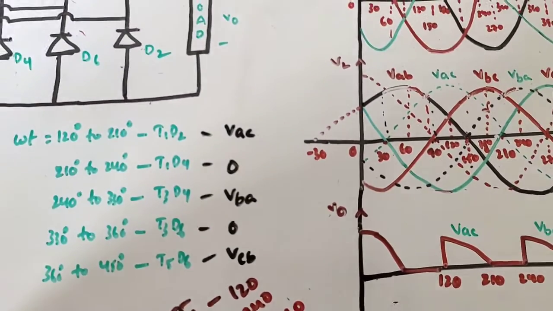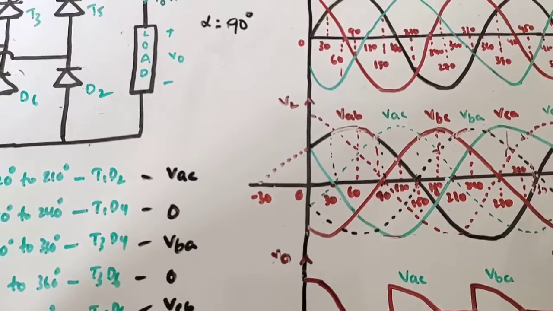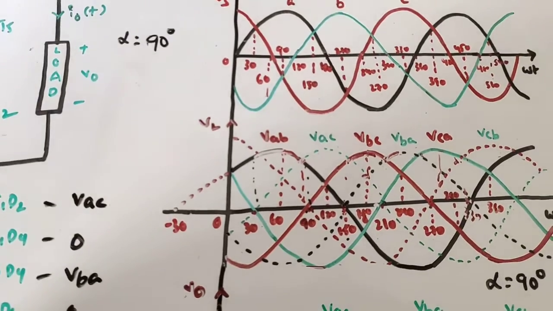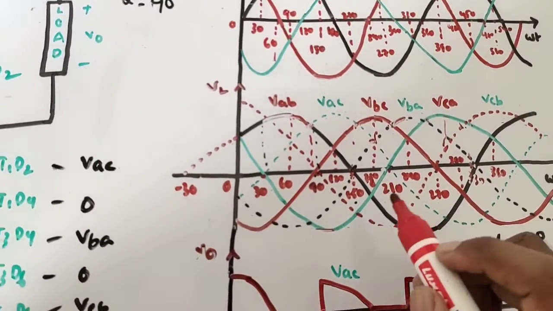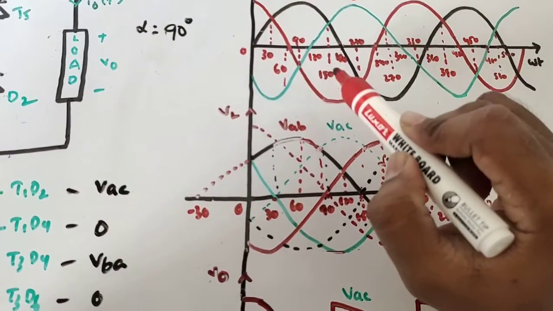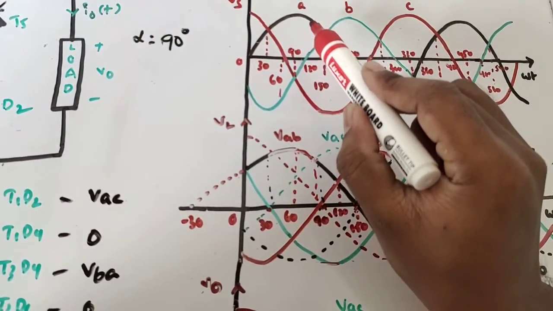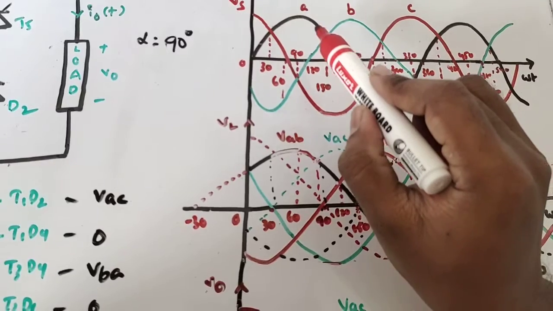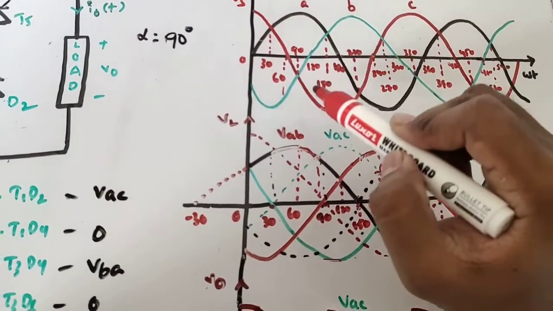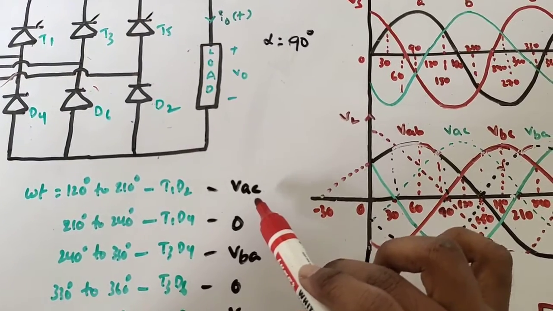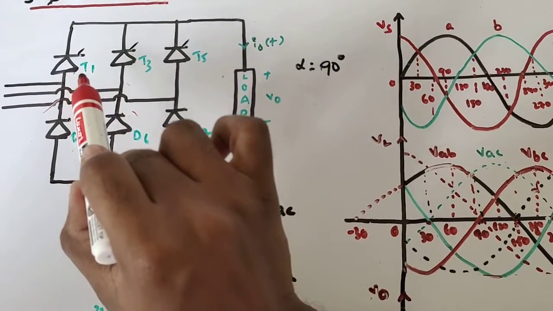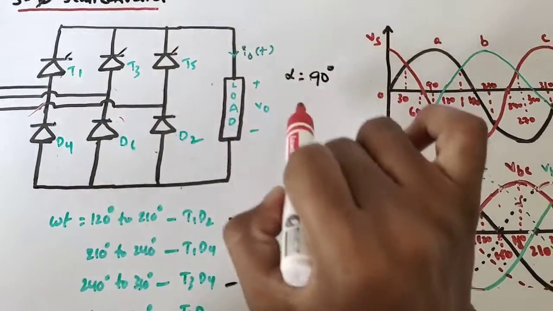How are we going to analyze this particular equation? The same condition we analyzed in the case of both alpha equal to 30 degrees and 60 degrees. See, at 120, which is more positive? A is more positive and C is more negative. So what is the only output you are going to get? VAC output only. T1 and D2 are going to be short circuited.